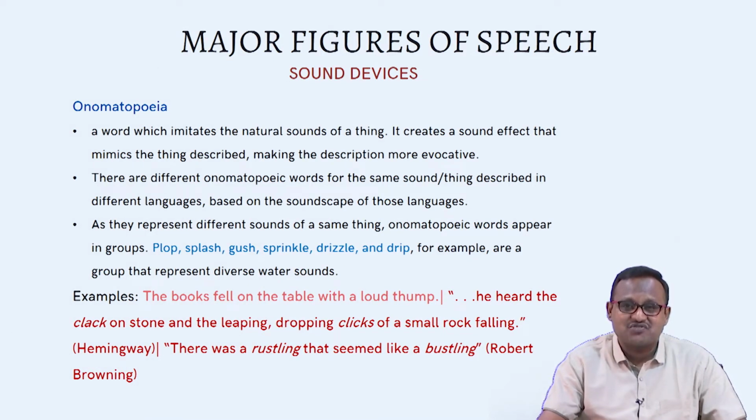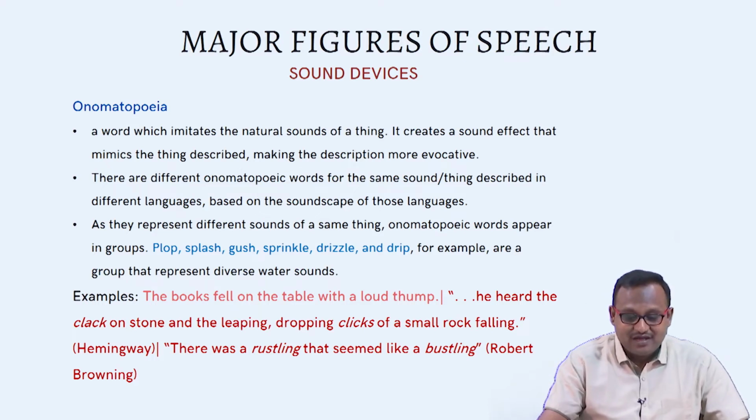Onomatopoeia is an extraordinary sound device. Here the sounds that we make use of are so powerful and so evocative that they can reconstruct the meaning. In other words, the sounds are so extraordinary and so evocative that they can mimic what we describe or what the words try to describe here.